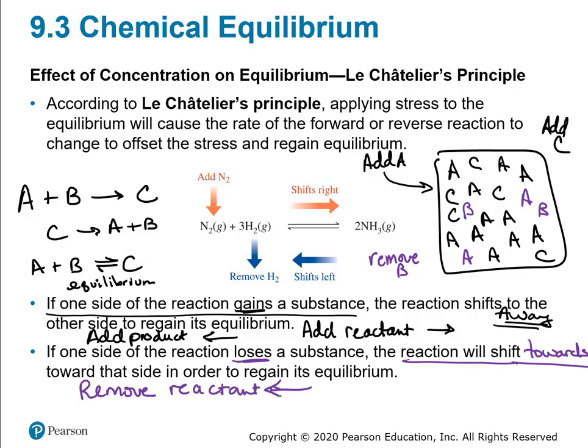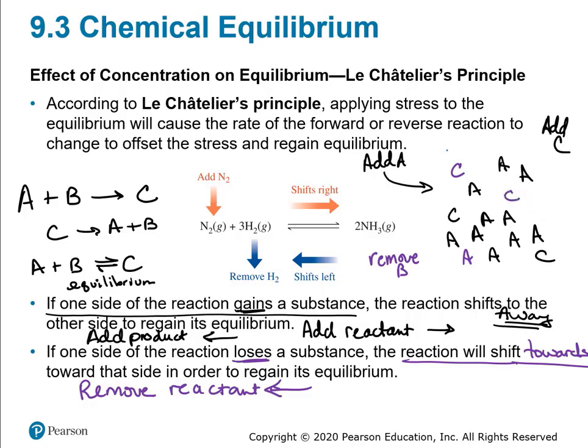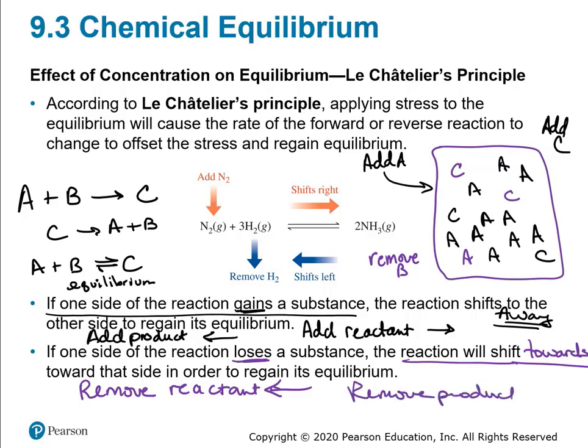If I remove C, so if I went and took 1, 2, 3. So if I took those C's out, I need to replace them. So which way will the reaction shift? Forward. So if I take C out, then this A and B will make C, and this A and B will make C, to try and restore the ratio that's present in my container. So if I remove product, then the reaction will shift forward.